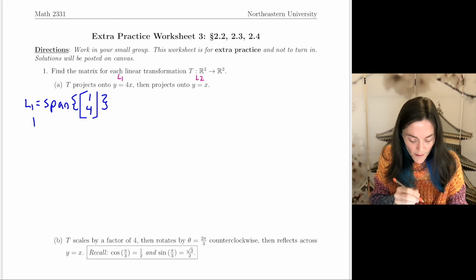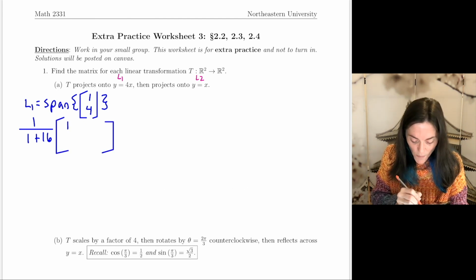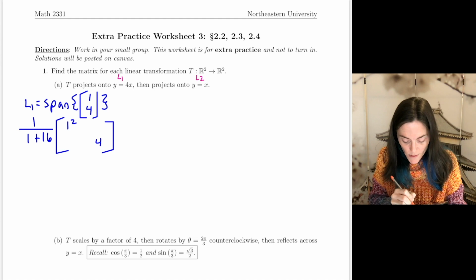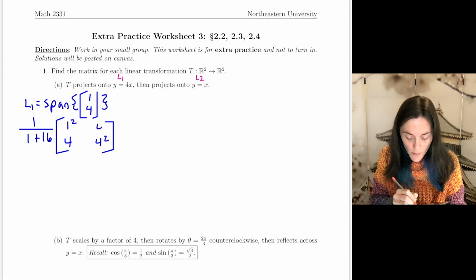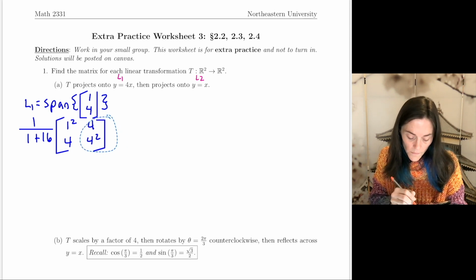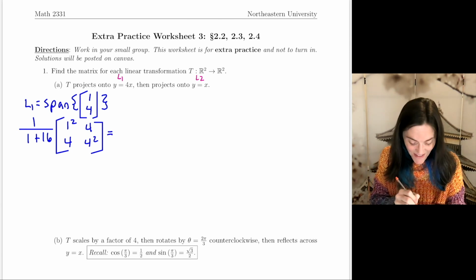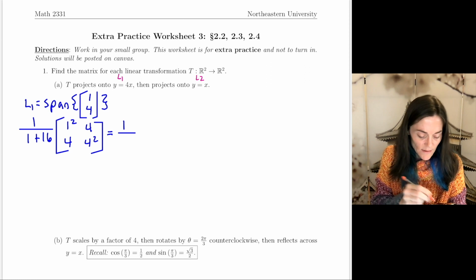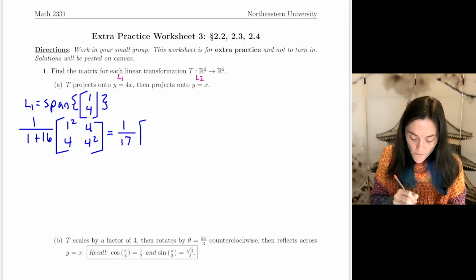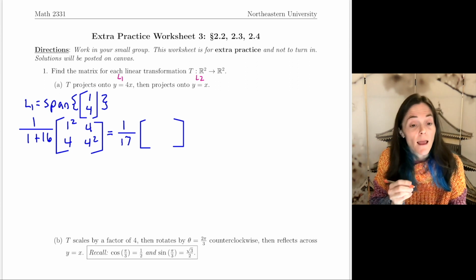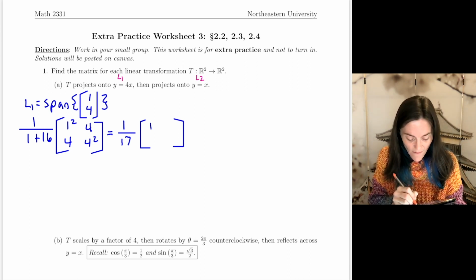It would be 1 over W1 squared plus W2 squared, so 1 plus 16. And then we take W1 squared, we have W2 squared, we have the product, W1 times W2, on the off diagonals. And I'm not going to do much to simplify this. I think I'll leave the 1 over 17 on the outside just to keep the fraction part on the outside of my matrix. And then I have 1, 4, 4, 16.